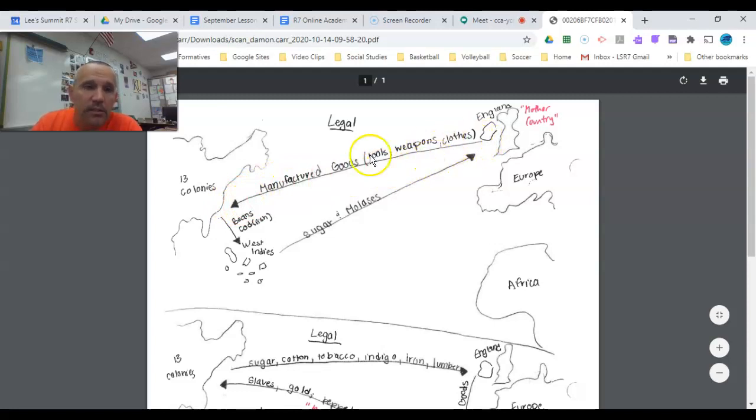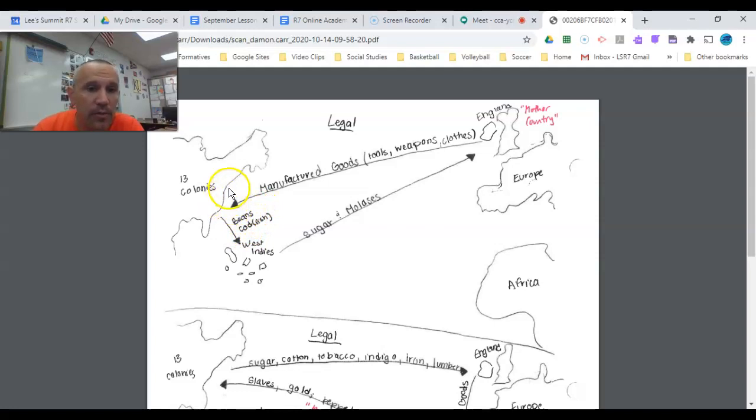What England would send to the colonies were manufactured goods, things like tools, weapons, clothes, furniture, anything that had to be made or manufactured. All that stuff is being sent to the 13 colonies. Once they get to the port cities, they would unload those manufactured goods, and the merchant shippers would then load up with beans and cod. Cod is a type of fish, very plentiful in the New England area, and they would send the beans and cod down to the West Indies.